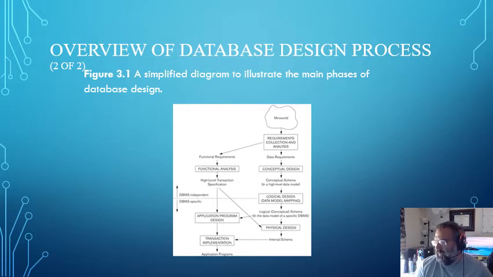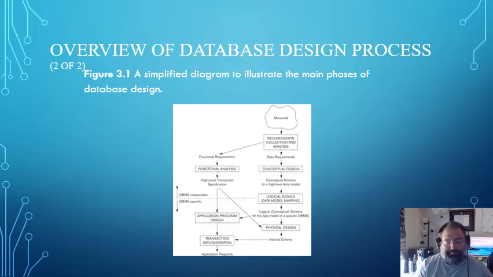So it starts off with the concept that you gather some requirements and some analysis. You start figuring out what the functional analysis is and documenting what those functional requirements might be. You come up with the high-level transaction specification. At the same time, concurrently, you're doing some data requirements, coming up with a conceptual design. Then you come up with a logical design where you do some data model mapping.